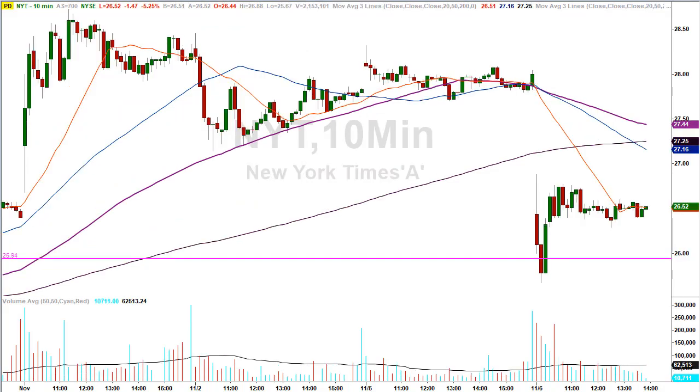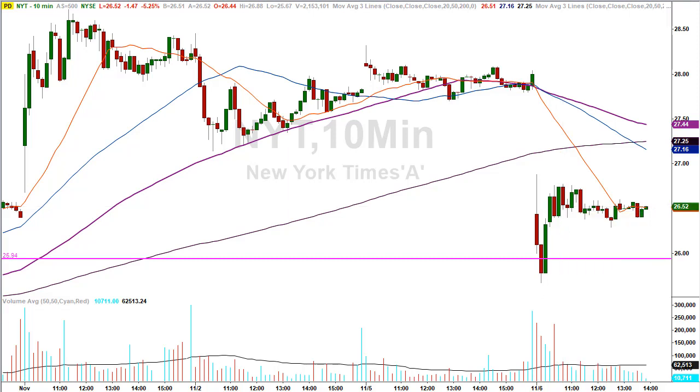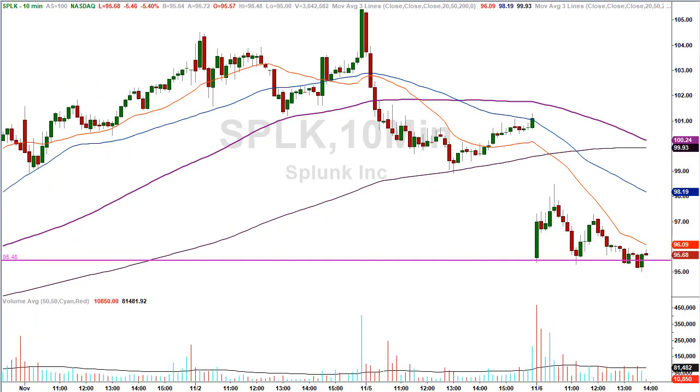New York Times, pretty stress-free trade. The stock closed yesterday up at $27.99. The stock is getting a nice haircut at the open. We identified a level of $25.94. Within minutes, the stock comes down, spikes through it by just a little bit, but stays within the stop loss limitation. And you can see here just minutes later, the stock is already at a high of $26.77. That's a nice, quick scalp trade. Fantastic day trade.